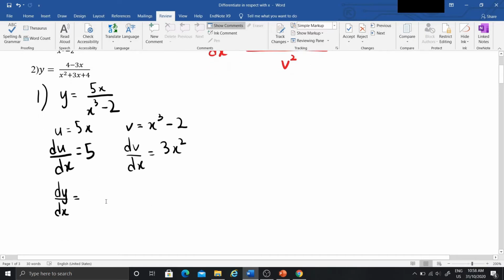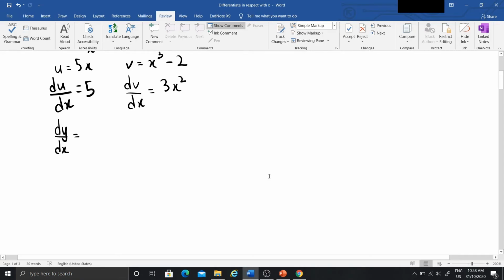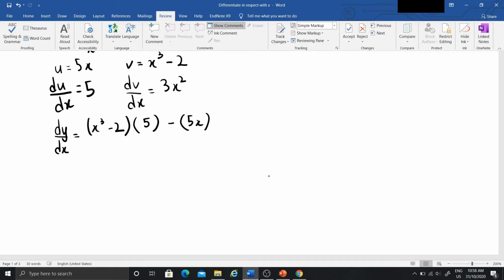Let's plug in those values in this equation. So we put the brackets if you are not sure, and then du/dx is 5, minus u is 5x, dv/dx is 3x squared. And now it is divided by v squared, which is (x cubed minus 2) squared.